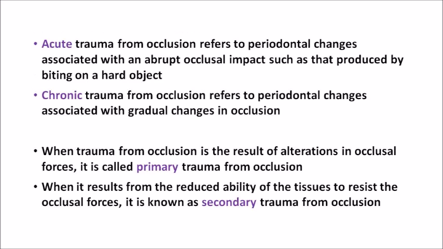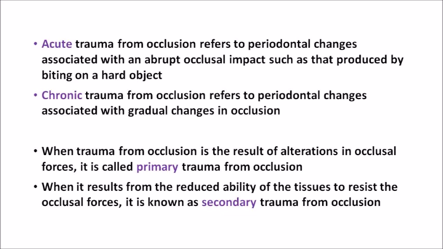So one classification of trauma from occlusion is acute trauma from occlusion and chronic trauma from occlusion. Acute refers to periodontal changes associated with an abrupt occlusal impact, such as due to biting on a hard object. When you suddenly bite a stone, what will happen is an acute trauma from occlusion. Chronic trauma from occlusion refers to periodontal changes associated with gradual change in occlusion. So gradually, when there is any change in occlusion, it can be due to a habitual change in bite of the patient or something. When this occurs over a period of time, or it turns out to be chronic, it is known as a chronic trauma from occlusion.